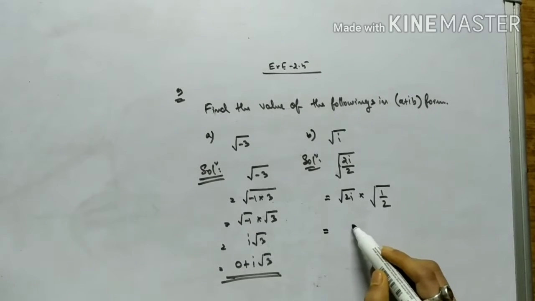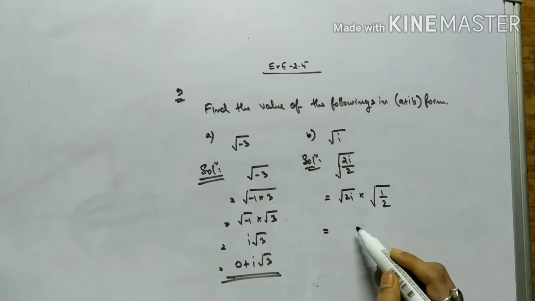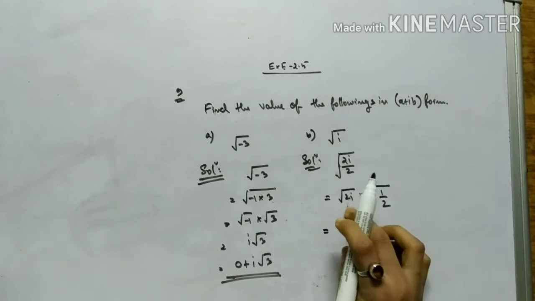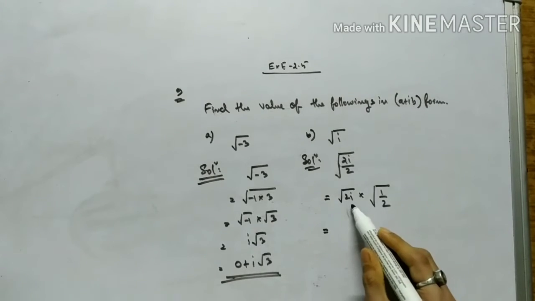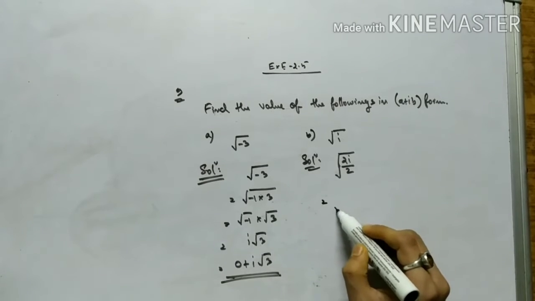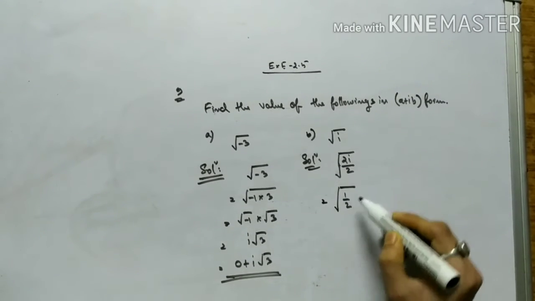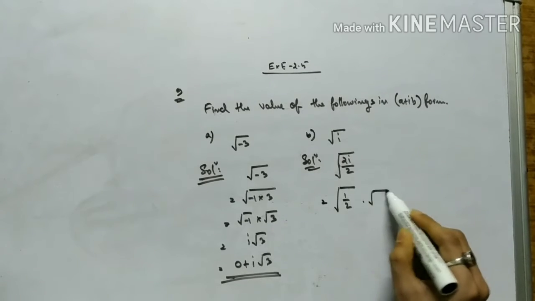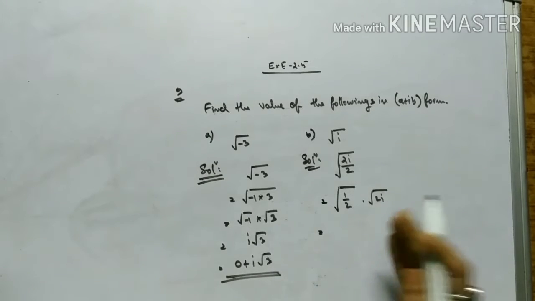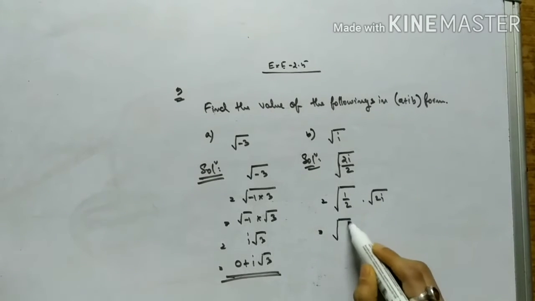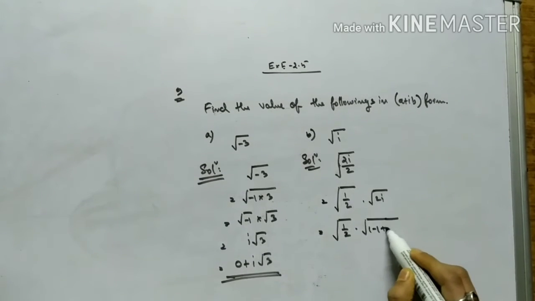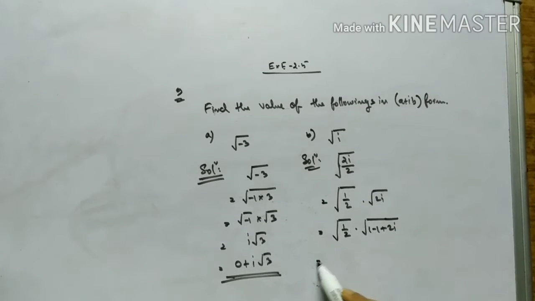So this one will become root over... I can write this in this way. Same thing, I will write root over 1 by 2 first, then into root over negative... Okay, no problem, like that also you can do. I am writing it in this way: root over 1 by 2 into, this one you can write as 1 minus 1 plus twice I. Okay, you can write it in this way.